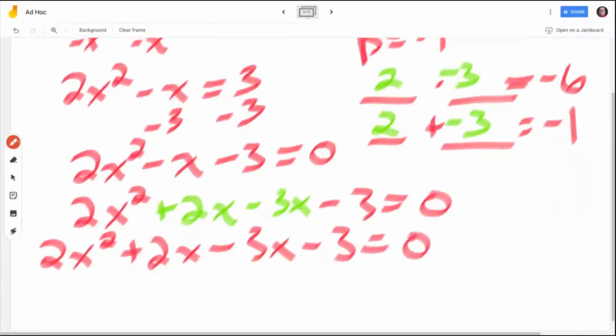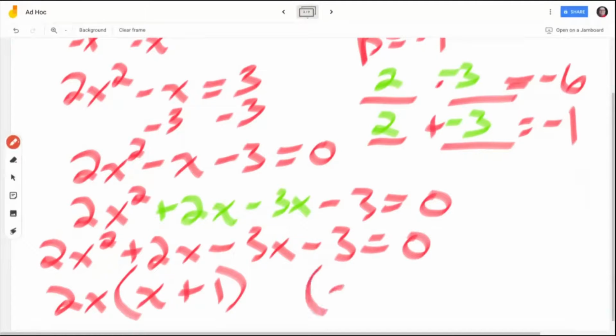Now what we're going to do is try to factor this. So we're going to look at the first pair. What can we pull out of there? What do they have in common? Well, they both have a 2 and an x. We're going to pull out a 2x, and we're left with x plus 1. Now, I also want to pull something out of the negative 3x minus 3, so that way I end up with an x plus 1. I want them to end up with the same thing, and it looks like I pull out a negative 3.